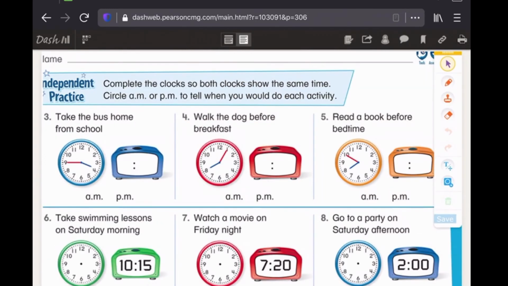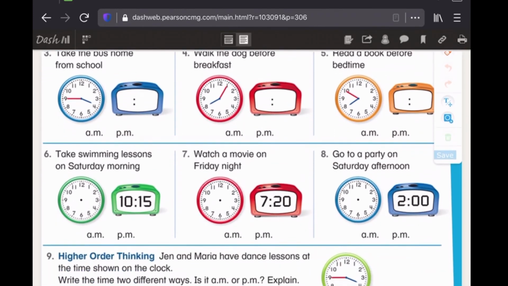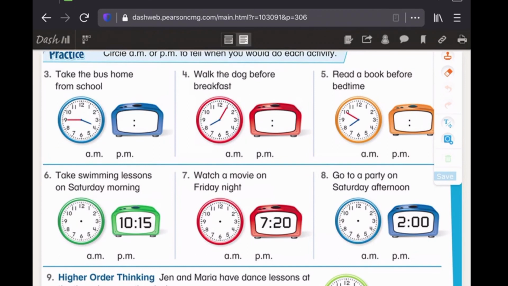So when you're finished with guided practice, you feel good, go ahead and go to independent practice. What you're going to do for numbers 3 through 8 is read what's happening and figure out if it happens in the morning or in the afternoon or nighttime. If it's the morning, you're going to circle AM. And if it's the afternoon or nighttime, you would circle PM. Then, just like in our last couple lessons, you're going to look at which clock is complete and use that to write the time or draw the hands on the other clock.